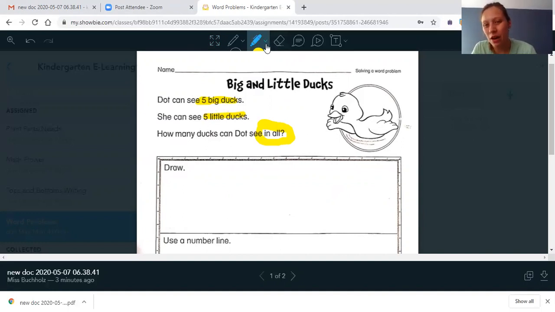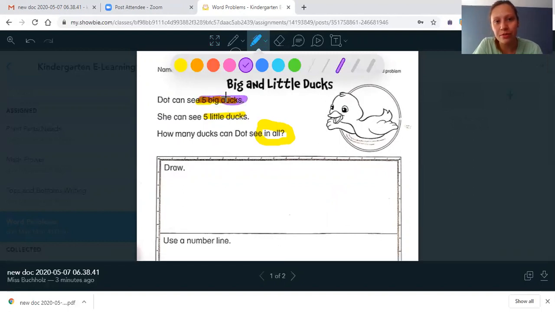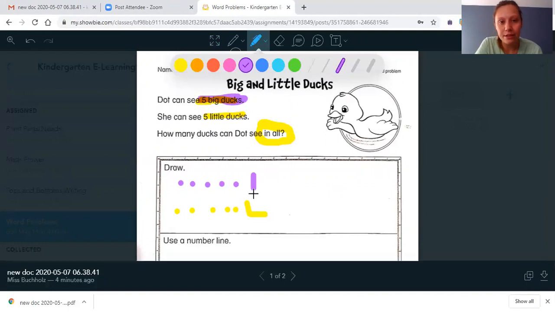Instead of drawing ducks for each one, that would take me a long time, I'm just going to make them a different colored dot. So I'm going to use the purple highlighter to do my big ducks, and I'm going to make 5 of them. 1, 2, 3, 4, 5. I'm going to use the yellow to make my little ducks. 1, 2, 3, 4, 5. I'm going to call this L, and I'm going to call this B.